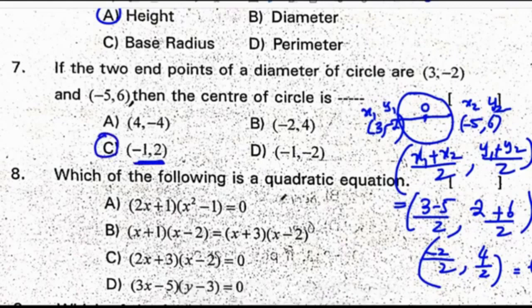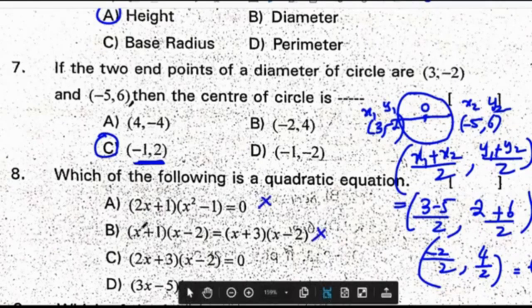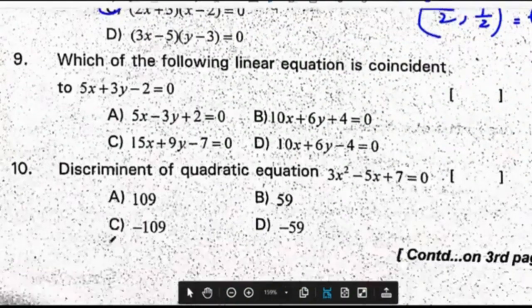Which of the following is a quadratic equation? The first one is not. The second one is also not a quadratic equation because x square will get cancelled. The third one is a quadratic equation.